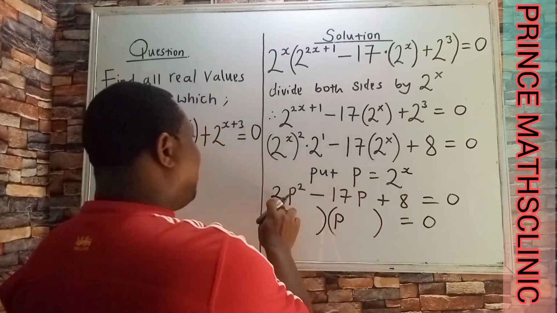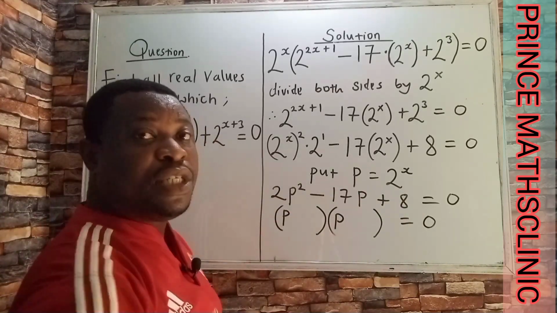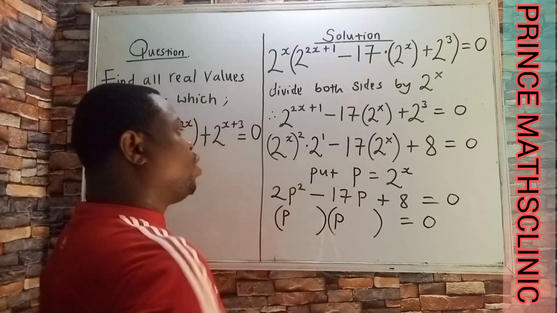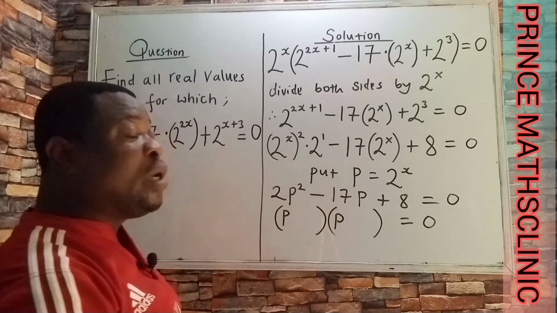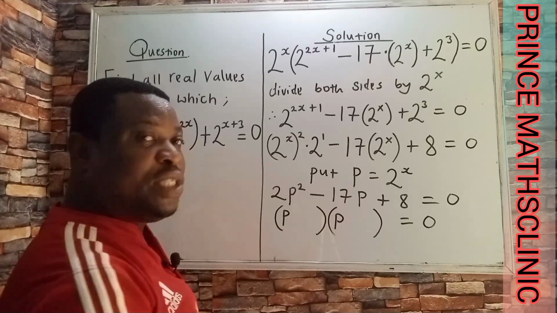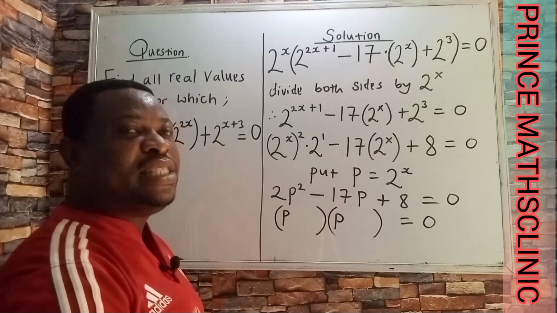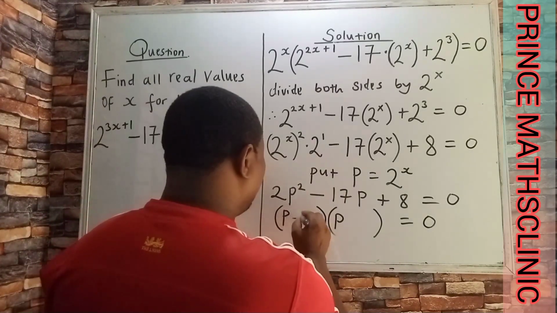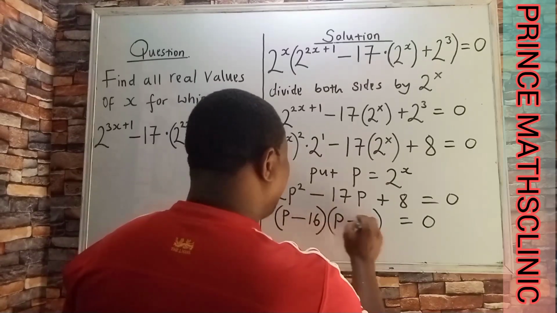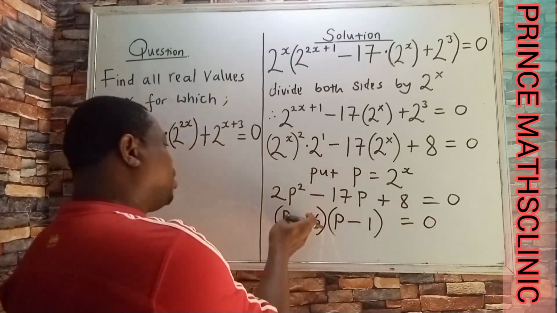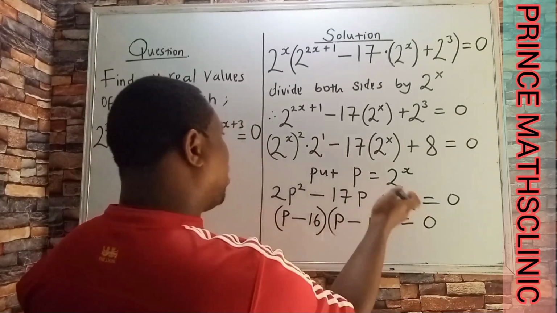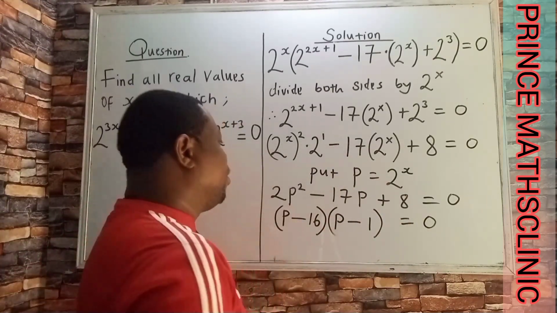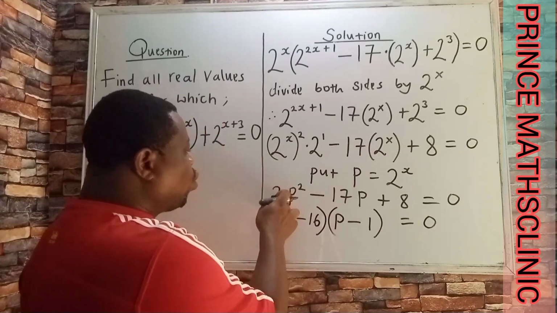Then 8 multiplied by 2 is 16, positive 16, because plus 8 times plus 2 is positive 16. Then I have negative 17. Two numbers that when I multiply them, I will have positive 16, and when I add them, I will get negative 17: minus 16 and minus 1. So minus 16 plus minus 1 gives me minus 17, and minus 16 times minus 1 gives me positive 16.